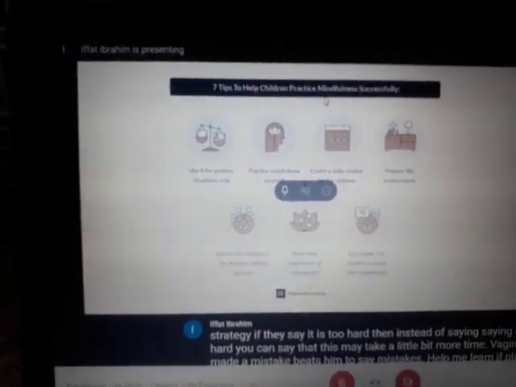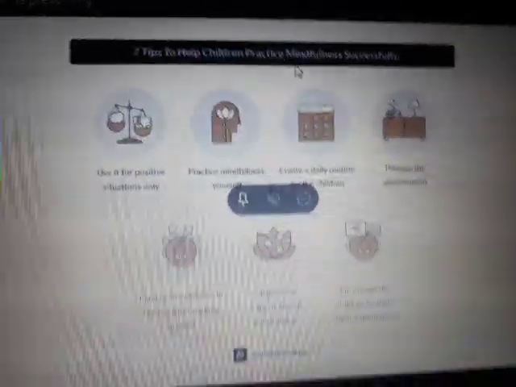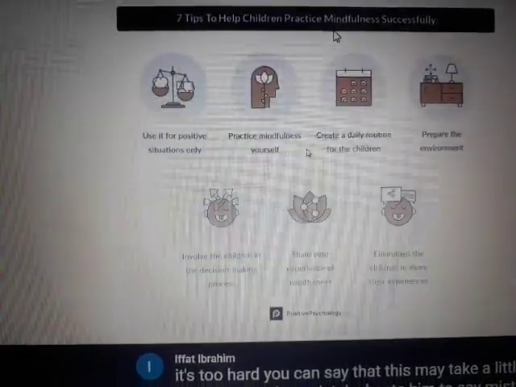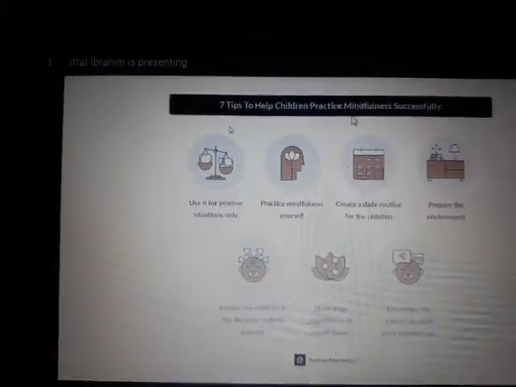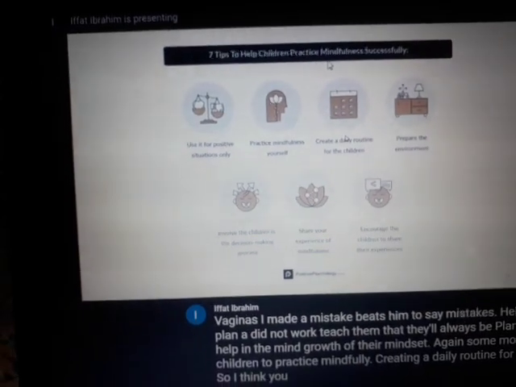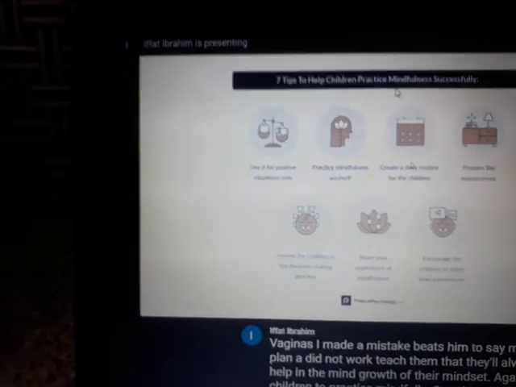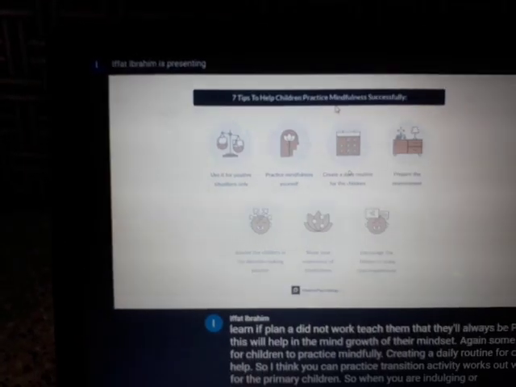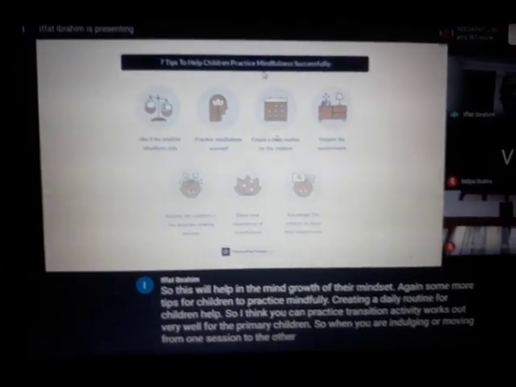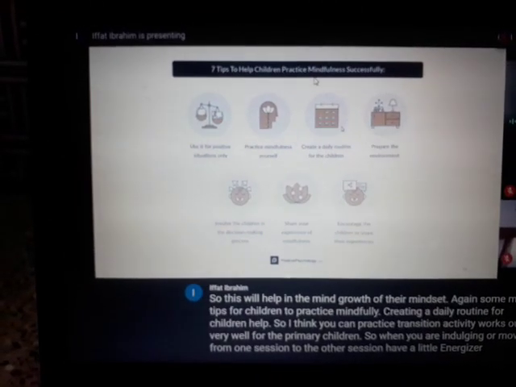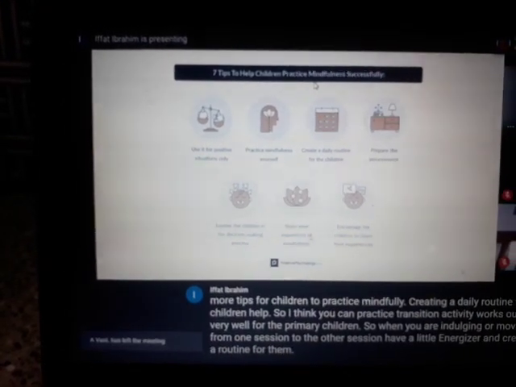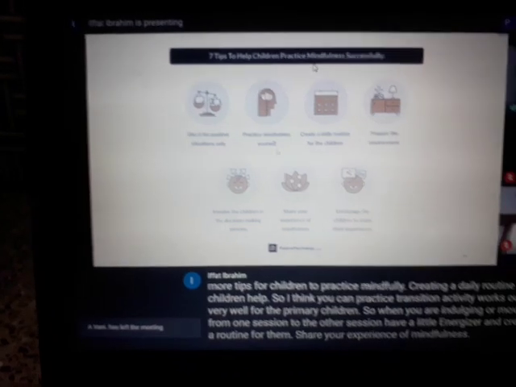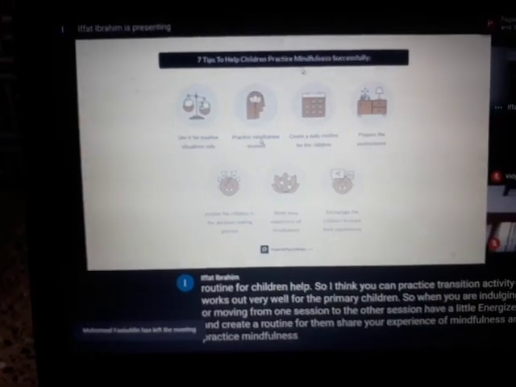Again, some more tips for children to practice mindfully. Creating a daily routine for children helps. Transition activities work out very well for the primary children. So when you are moving from one session to the other, have a little energizer, then create a routine for them. Share your experience of mindfulness and practice mindfulness yourself.